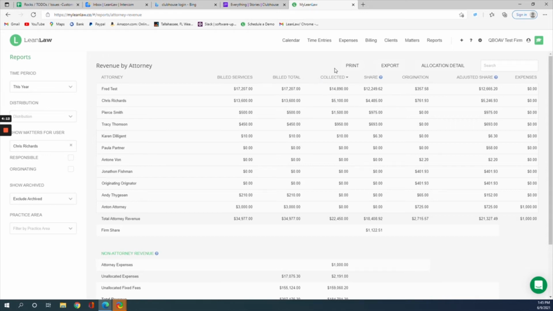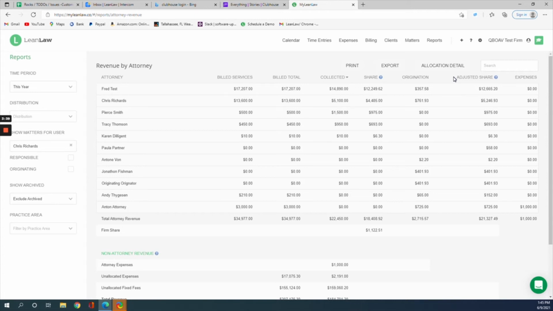Now let's talk about the share, origination, and adjusted share. The share is the derivative of what you set the user's fee credit percentage to be. That's generally at the responsible attorney or at the working attorney. That can be from the firm level, the user level, or the matter level. The origination is simply the origination percentage that you set for each matter. The adjusted share is the share plus the origination.